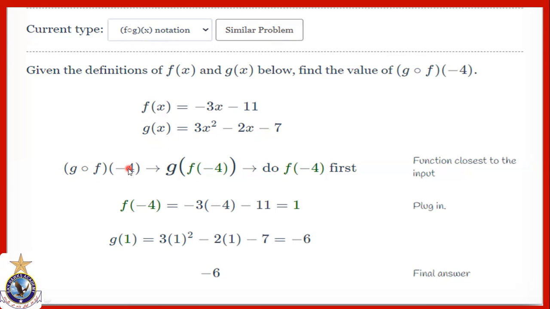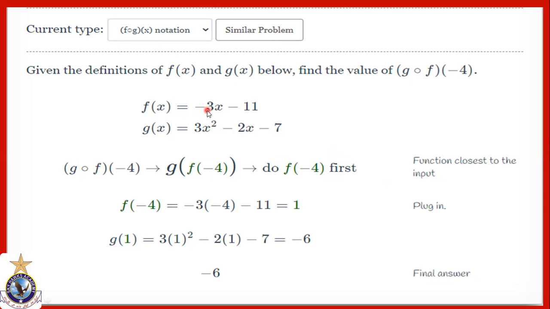Now we are looking at minus 4. So g is outside, and this is f(x). g of f of x at x equal to minus 4 will be in this format. This is telling us clearly that f of x at x equal to minus 4 must be done first, the function closest to the input. So first we find the inside.